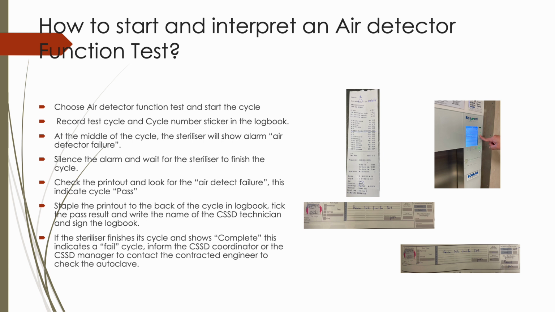But if the cycle passed in an air detector function test, it indicates that there is something wrong in the air detector system of the sterilizer, and you should inform the CSSD coordinator or manager to contact the engineers of the sterilizers and place an out of order sign until the engineers arrive and fix the issues of the sterilizer.